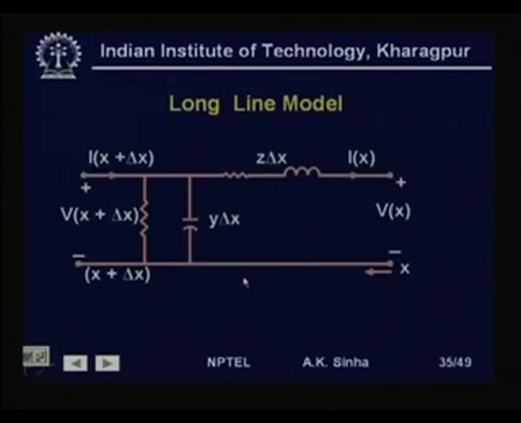Now, when we take the long line model, we will have to use distributed parameter models. That is, for line lengths greater than 250 kilometers, we can no longer afford to lump all the series impedance and the shunt admittances. We will have to use a distributed parameter model for the long line.